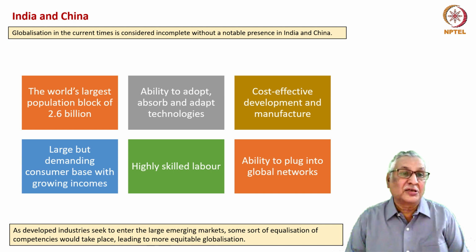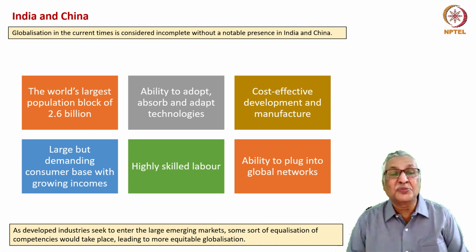India and China. Globalization in the current times is considered incomplete without a notable and coherent presence in India and China. Together, India and China have the world's largest population bloc of 2.6 billion people. The economies have the ability to adopt, absorb, and adapt technologies. Very soon, the countries will be capable of developing their own technologies independently.